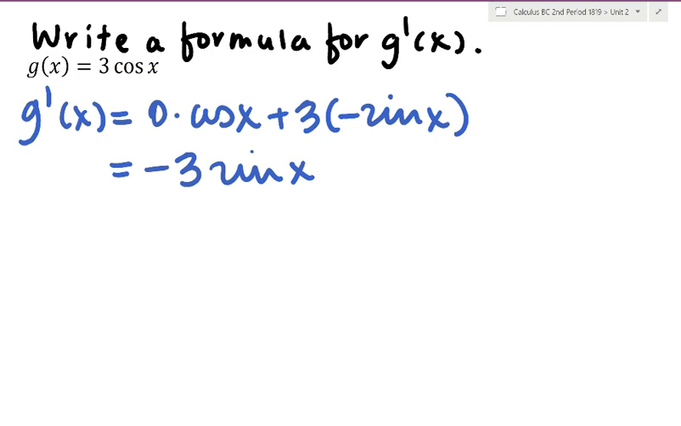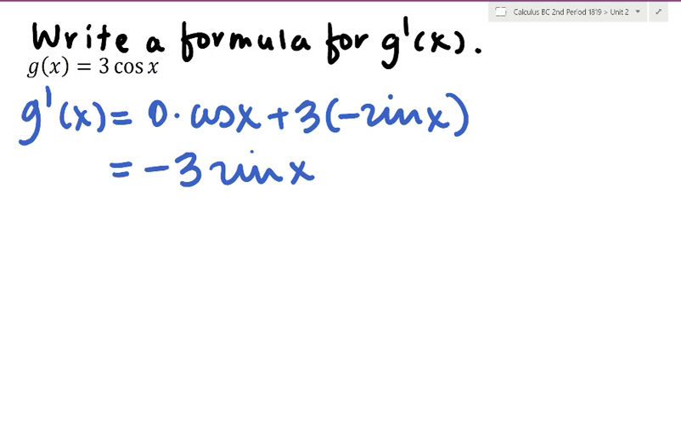Okay, so when I took the derivative of 3, that's 0, and I left cosine x the same. Then I added in, leaving 3 the same, multiplying by the derivative of cosine, which is negative sine, and I get negative 3 sine x.